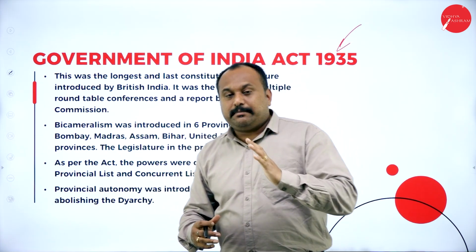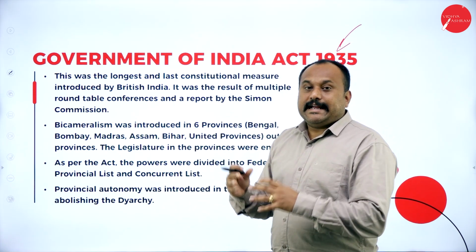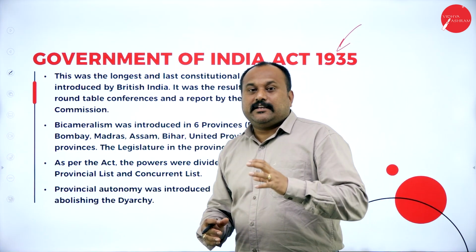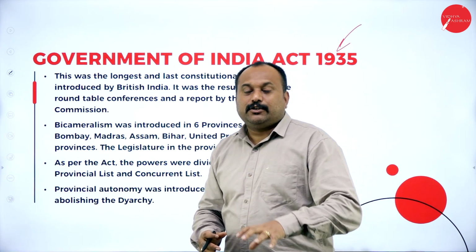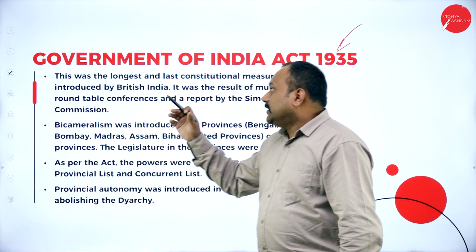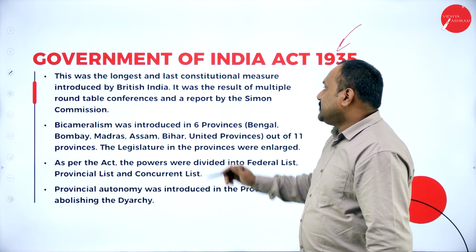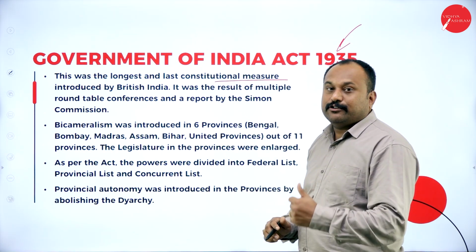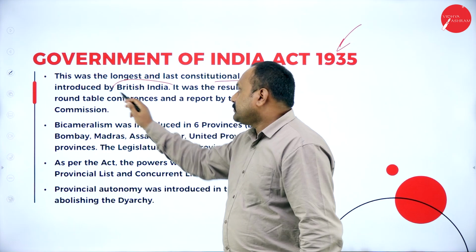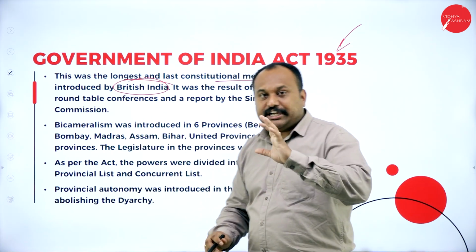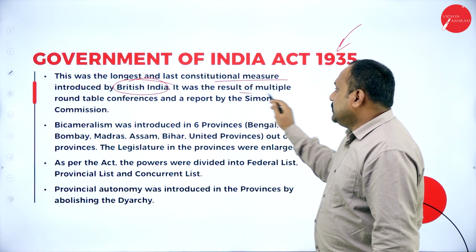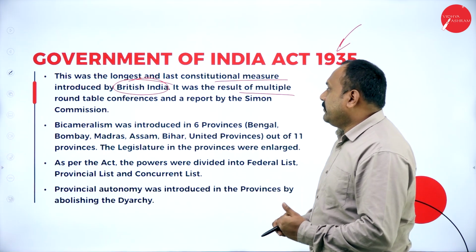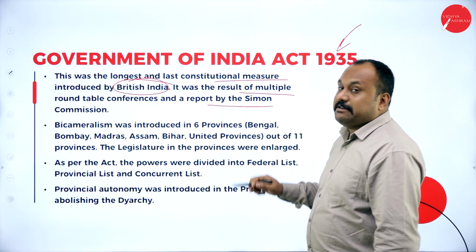Now with this act, please do understand how the INC, the Indian National Congress, supported India to get freedom. This was the longest and last constitutional measure introduced by British rule in India, that is British India. It was the result of multiple Round Table Conferences and a report by the Simon Commission.